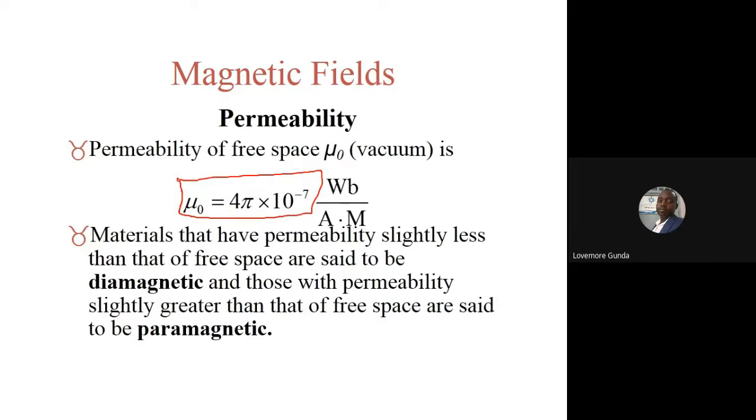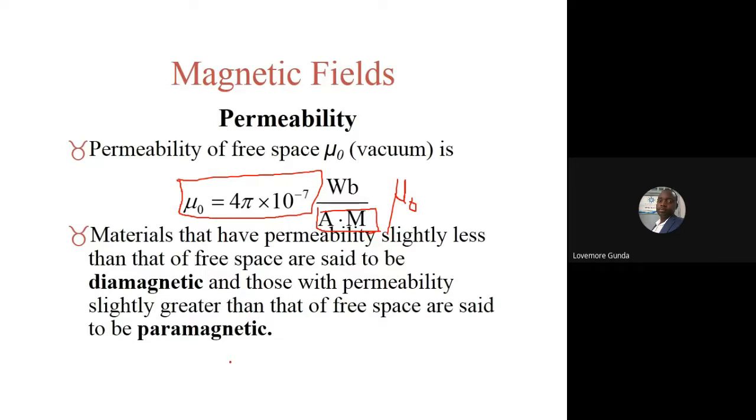That is the permeability of free space, or of a vacuum, 4 pi times 10 to the power of -7, and we call it mu naught. This is roughly taken to be equal to the permeability of air, and it's measured in Webers per ampere meter.